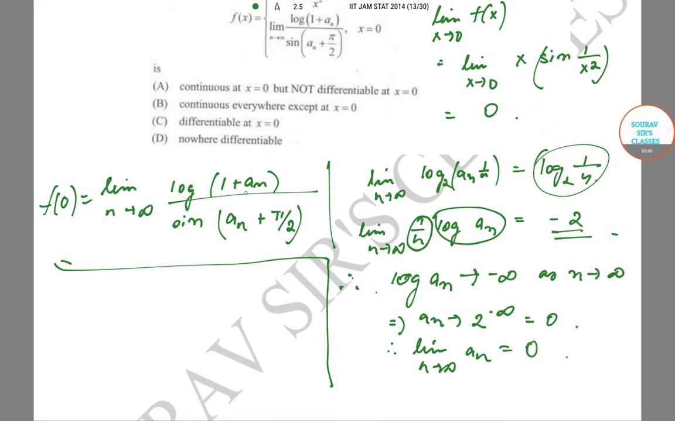Now if we put it in this limit, if a_n goes to 0, log 1 plus a_n goes to 0, and sine a_n plus pi by 2 goes to sine pi by 2, which is 1. So this is equal to 0. So it is continuous at 0.